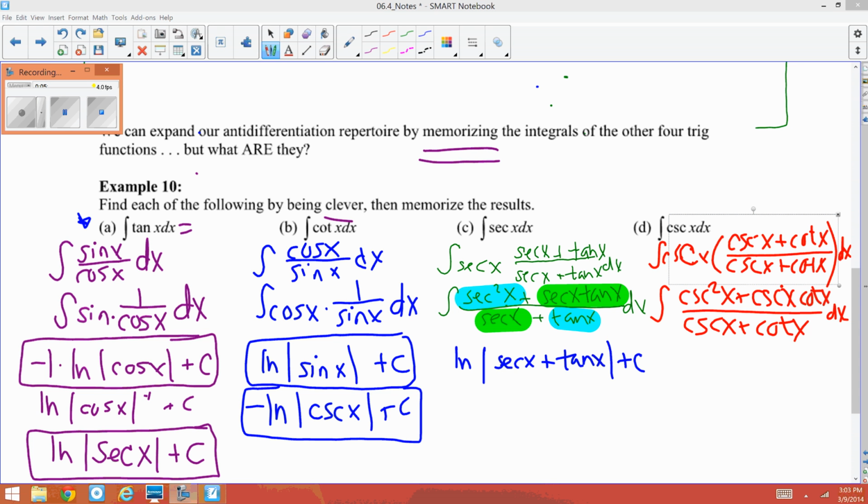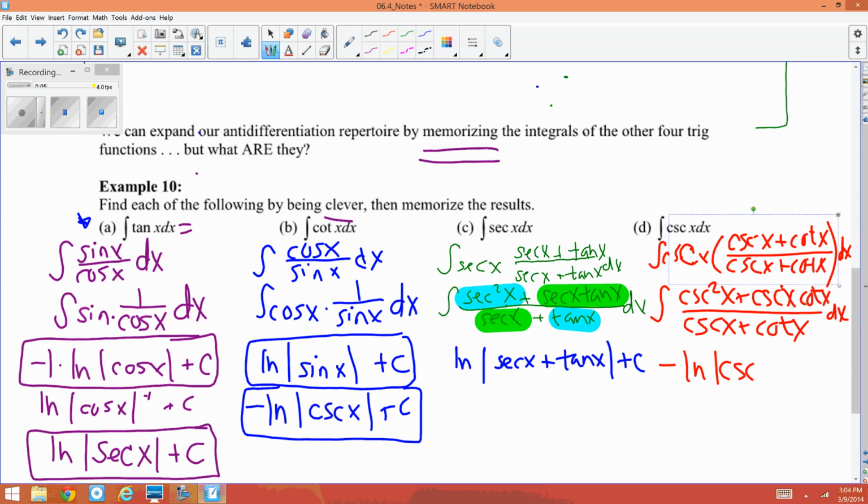Alright, sorry about that. The derivative of cosecant of x is negative cosecant x cotangent x. Derivative of cotangent of x is negative cosecant squared of x. So we're only off by a negative, so we'll put that correction there. And ln of cosecant x plus cotangent x plus c.